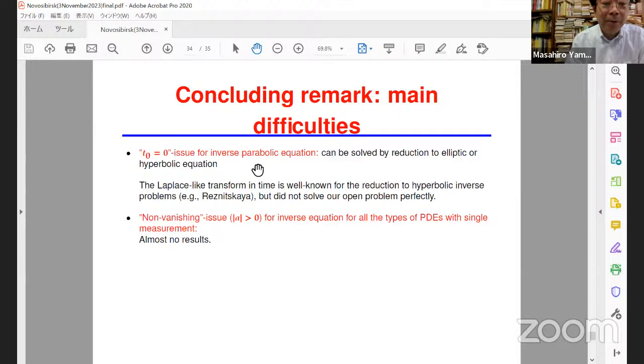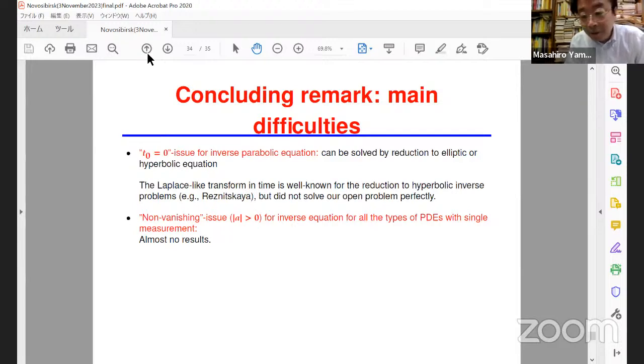As you may know quite well, one classical way is a time transformation, similar to the Laplace transformation, which can change the inverse parabolic problem to an inverse hyperbolic problem or to an inverse elliptic problem. Especially in this context, it is called the Lezhinitskaya transformation. But here we do not use such an integral transformation, but a different way. The non-vanishing issue, the second one, is still not well solved.